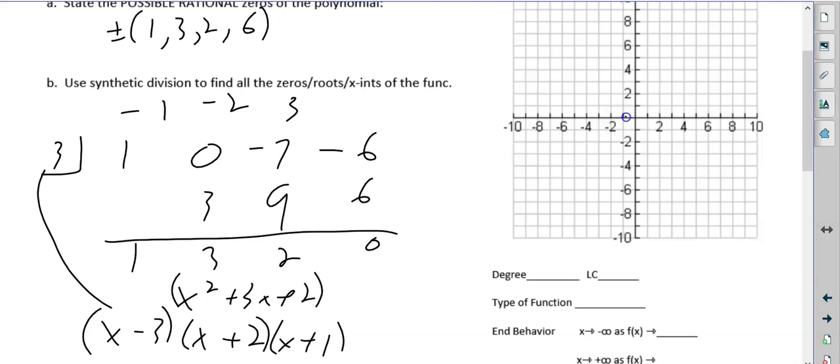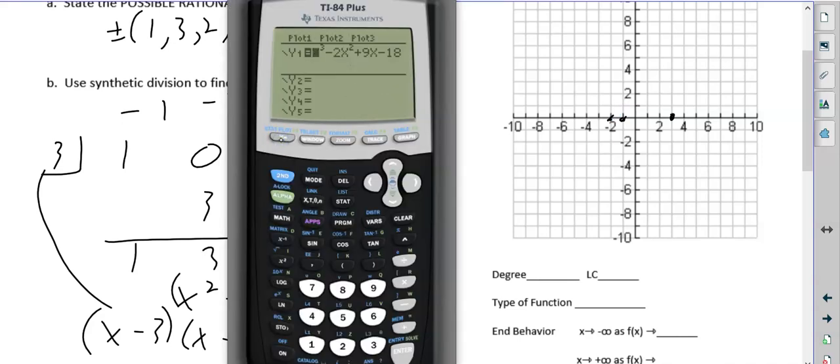So my values are at negative 1, negative 2, and positive 3. And again, you can put this in your calculator to make sure you have it right. There's no reason to get this wrong. X cubed minus 6x, minus 7x, minus 6. And there you have it.